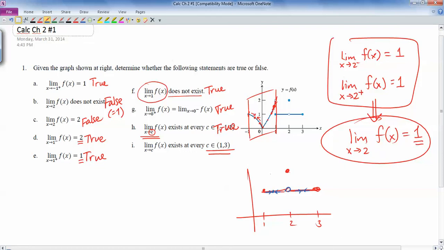At 2, the limit from the left is still the same as the limit from the right side. That's still going to have the same y value of 1 here. So even at 2, the limit exists, and the value is 1. No matter what point I pick in this interval, I can still approach it from the left and the right and get the same value every time. So this is also true. So really, there are only two false ones here, B and C.